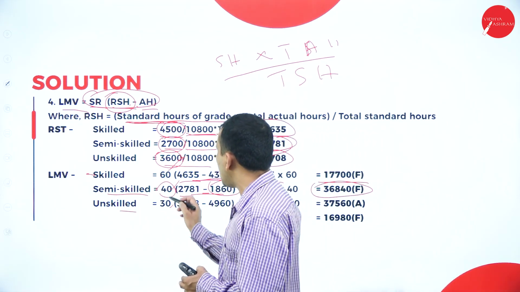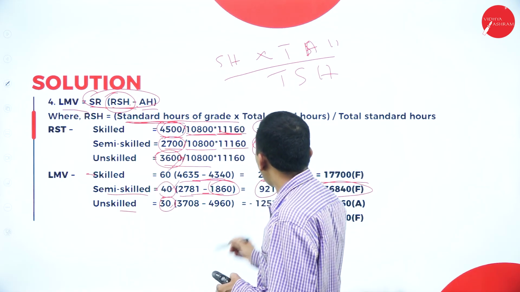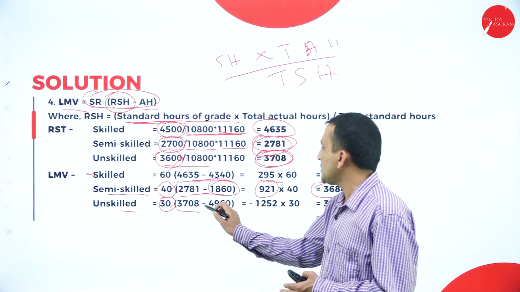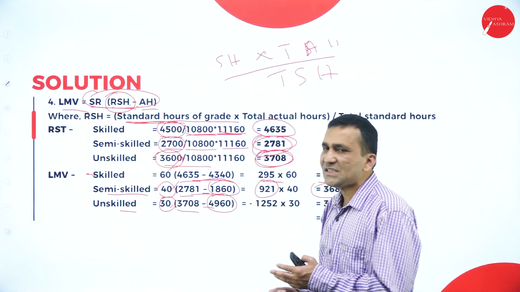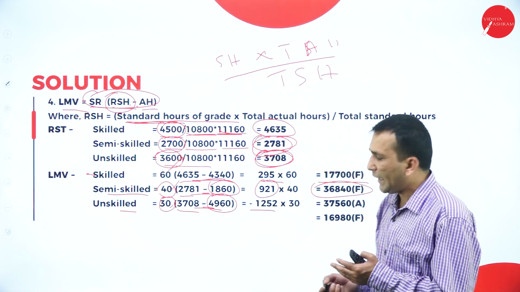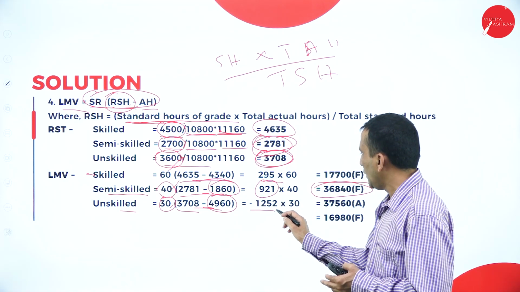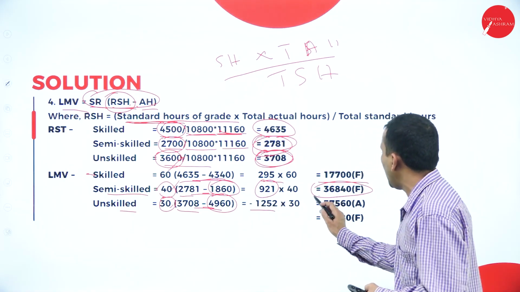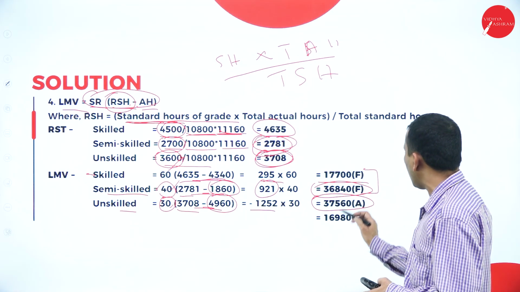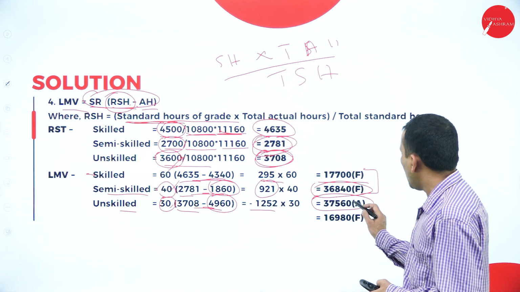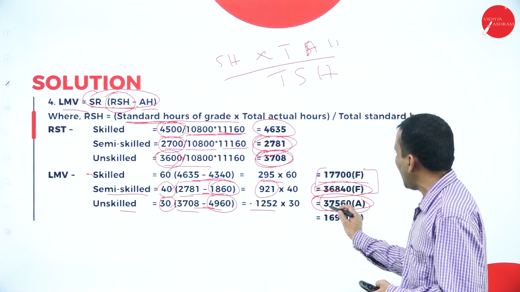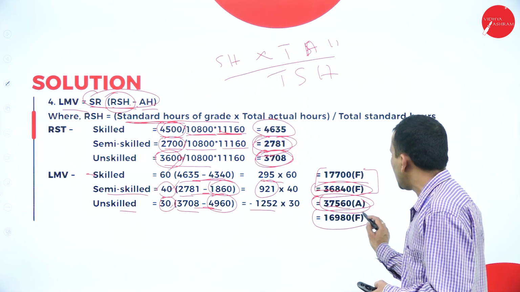And unskilled labor, the standard rate we know is 30. Revised standard hours we calculated 3,708 minus actual hours 4,960, which is given in the question. If you take the difference, we are getting a negative value, 1,252 into standard rate, if you multiply, 37,560. Now there are two favorable results. Which sign is more? The favorable total minus adverse, if you do it, is 16,980.